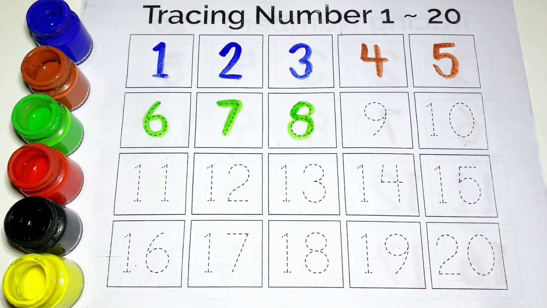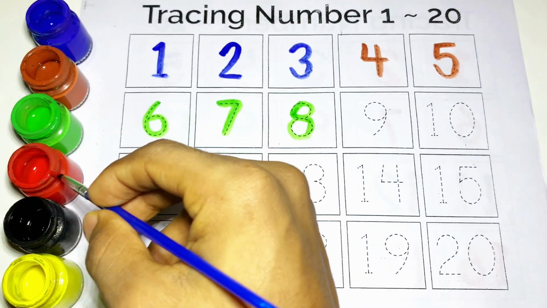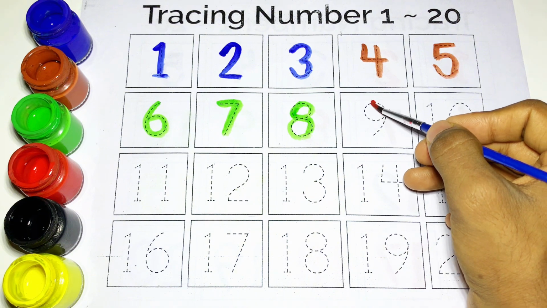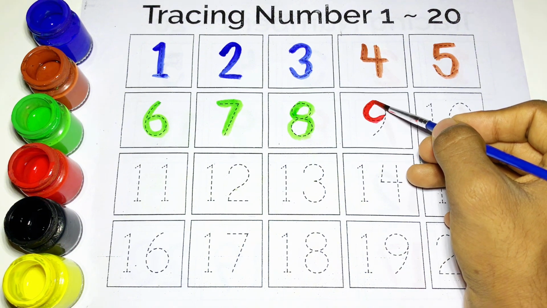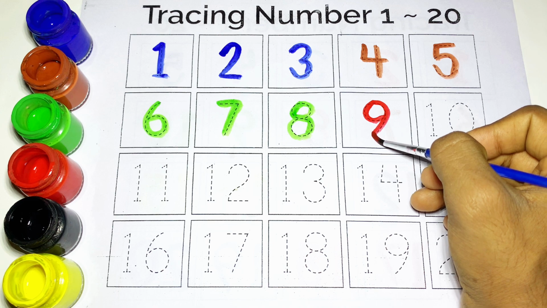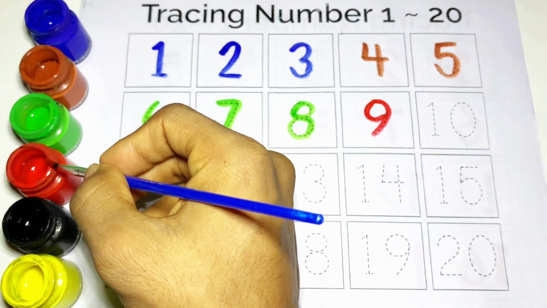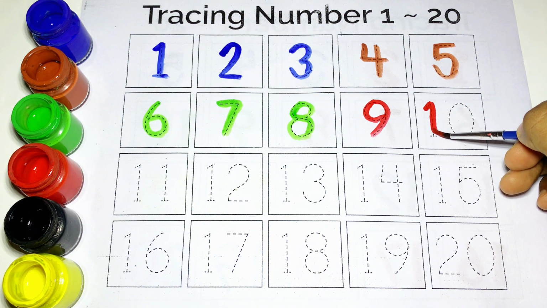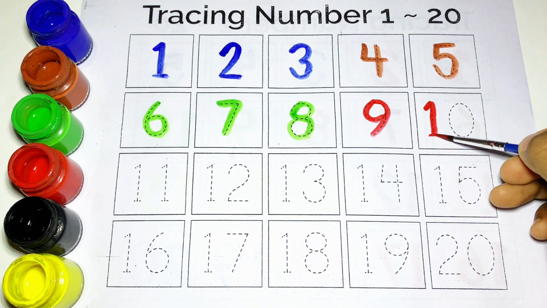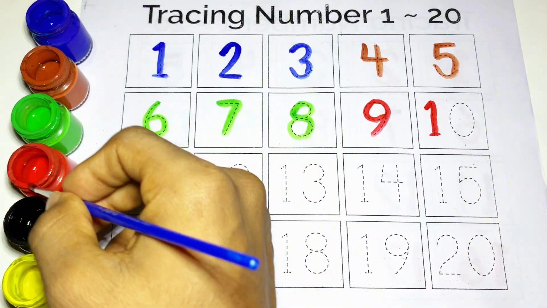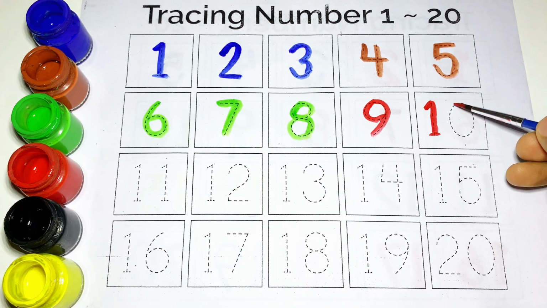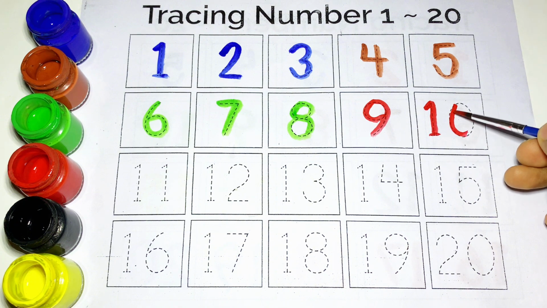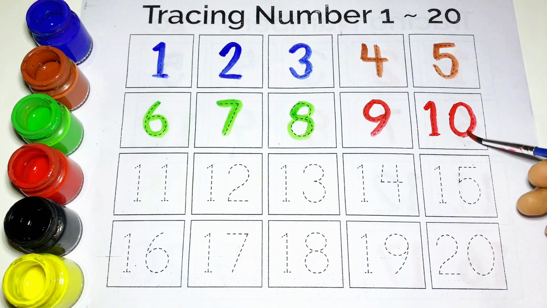Kids, now draw 9. The number 9, and use red color, red color. N, I, N, E, 9. Kids, again use red color and draw 10. The number 10. T, E, N, 10.